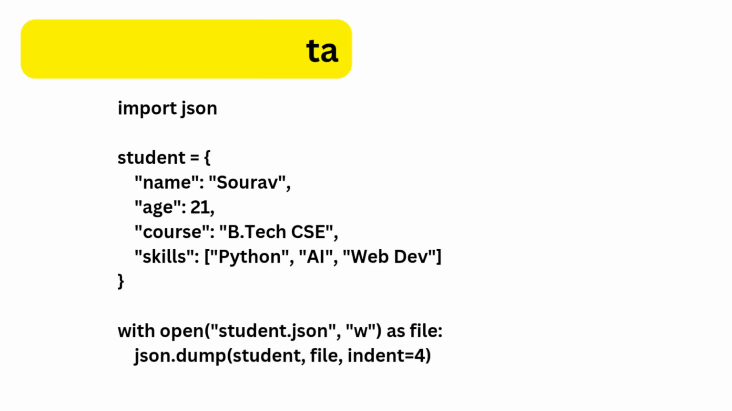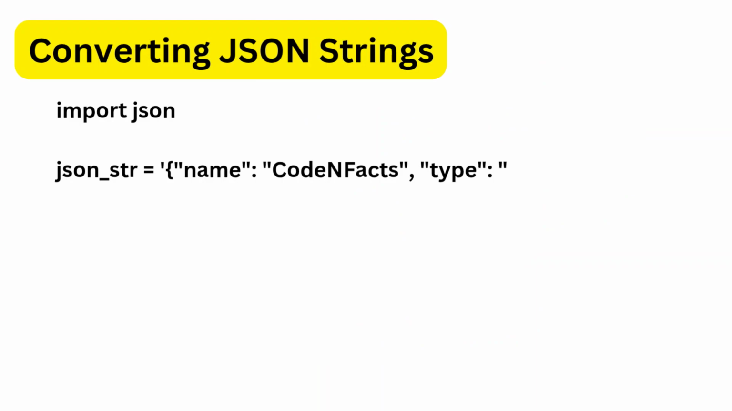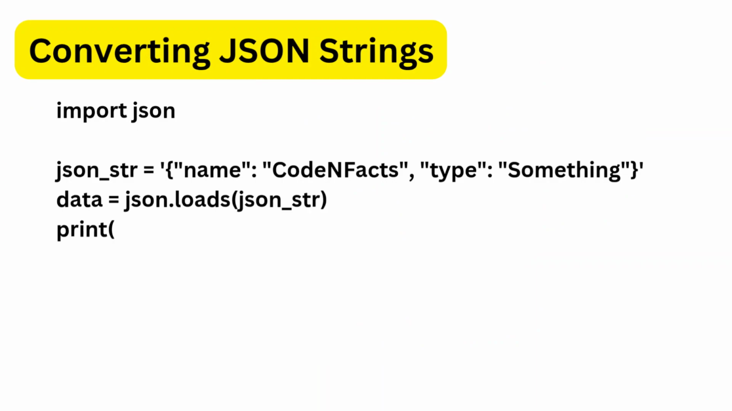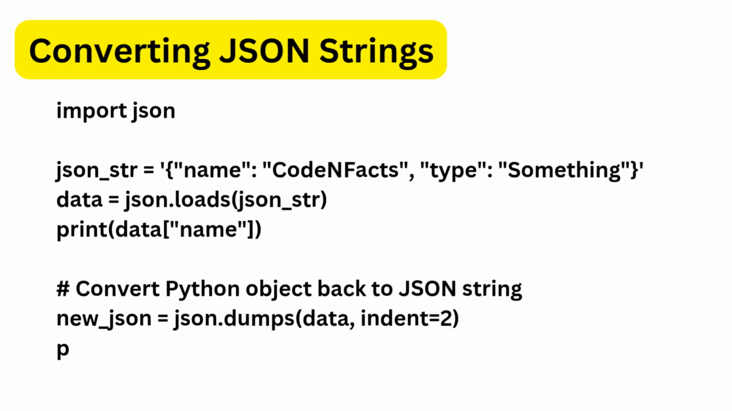Sometimes JSON data comes from APIs, not files. So you need to convert JSON strings to Python and vice versa. Let's discuss an example. Import json, json_string is name, CodeNFacts, type something. data = json.loads(json_string). Print data name. Here, new_json is equal to json.dumps and print new_json. Here, json.loads is for reading JSON strings, while the json.dumps function is used to convert Python objects into JSON strings.